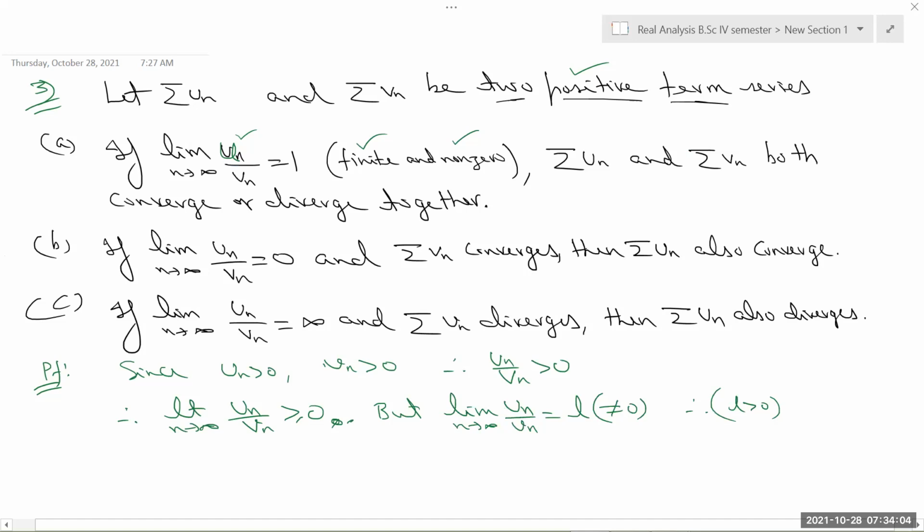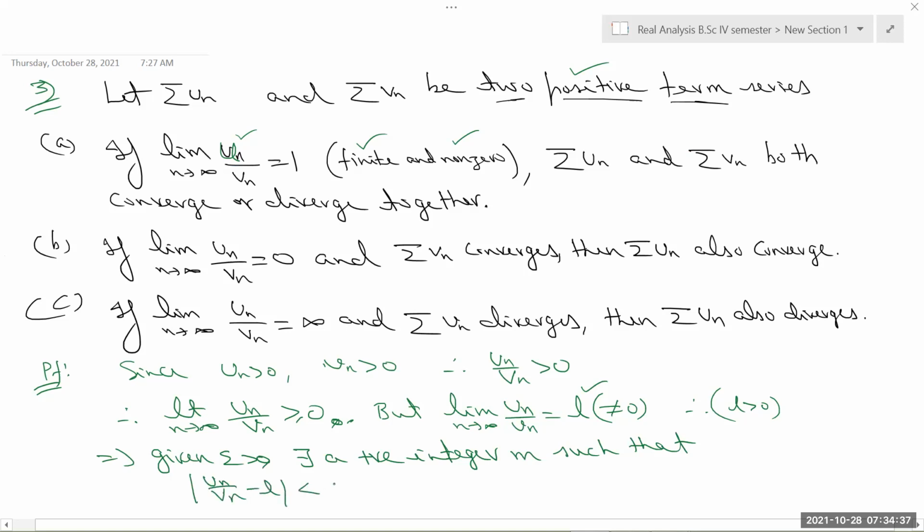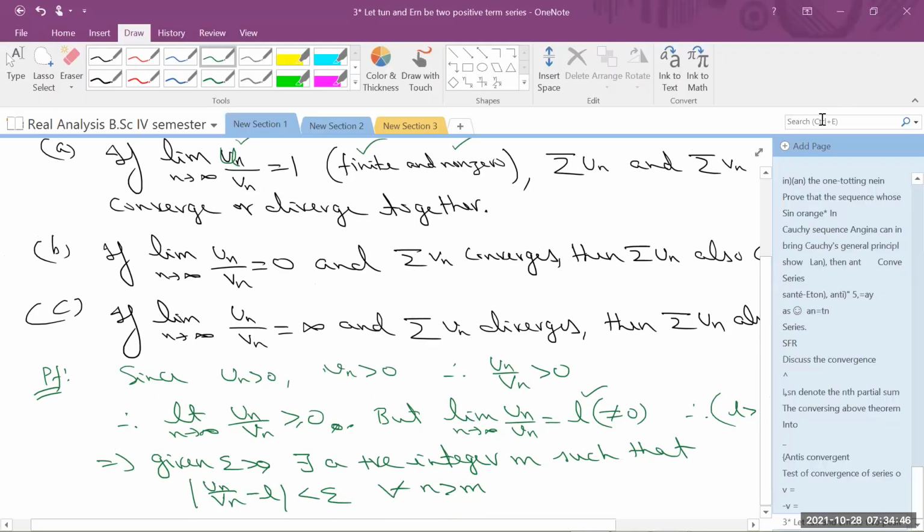So now recall the definition of convergence. If this sequence converges to L, then using the epsilon delta method, this implies that whatever epsilon is given to us, there exists a positive integer m such that the absolute value of Un upon Vn minus L is less than epsilon for every n greater than m, or m naught, whatever notation we are using.